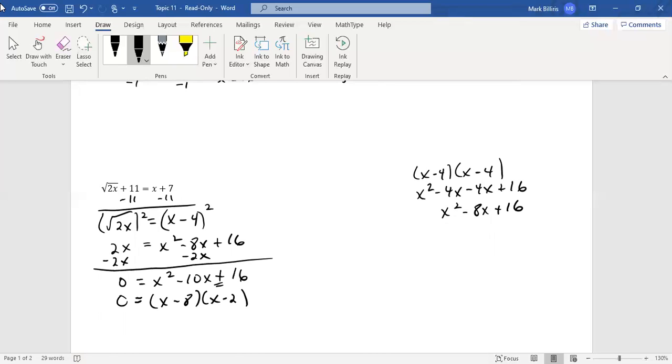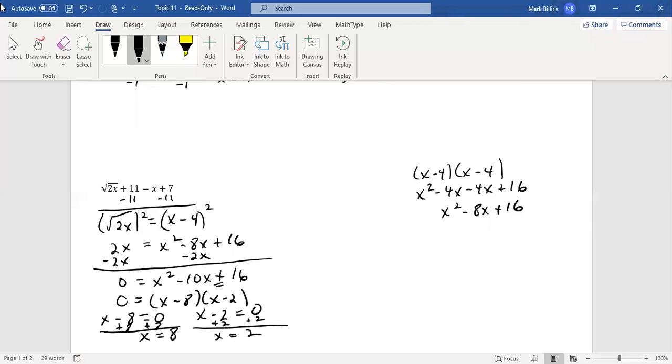Now I set each one of these to 0. So one of my possible solutions is x equals 8, and the other would be x equals positive 2. We need to check our answer to make sure that these work.